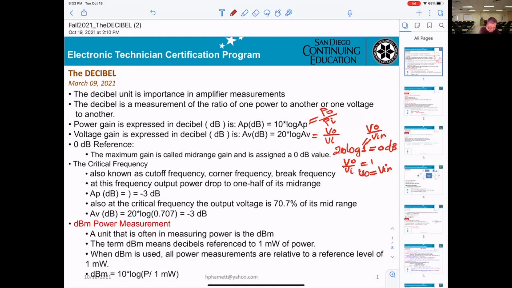However, remember one thing, mid-range gain. You must understand what that means. Mid-range gain means you get no loss. Input and output will be the same. And that will be 0 dB.